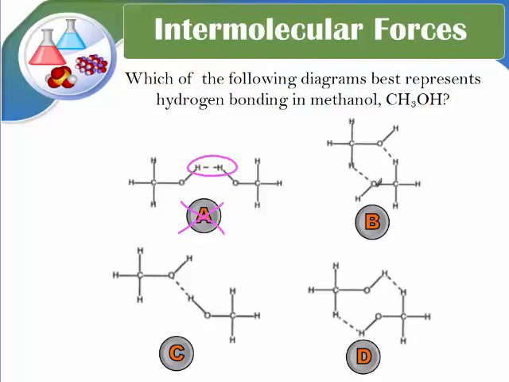B looks good. There's an oxygen attracted to a hydrogen and an oxygen attracted to a hydrogen. But notice this hydrogen is attached to carbon and this hydrogen is attached to carbon. Therefore, B cannot be hydrogen bonding because this hydrogen is not slightly positive or slightly negative, nor is this one. C looks pretty good. We got hydrogen that's attached to an oxygen, attracted to an oxygen. And D can't be right because, again, like A, we can't have hydrogens attracted to hydrogens.